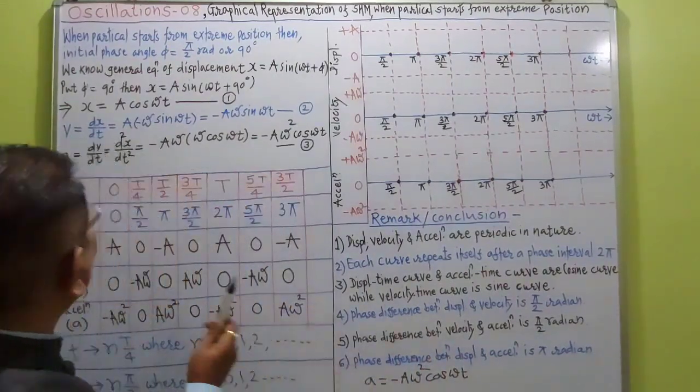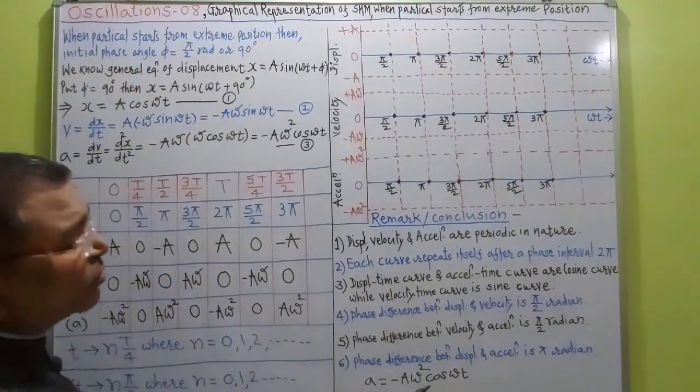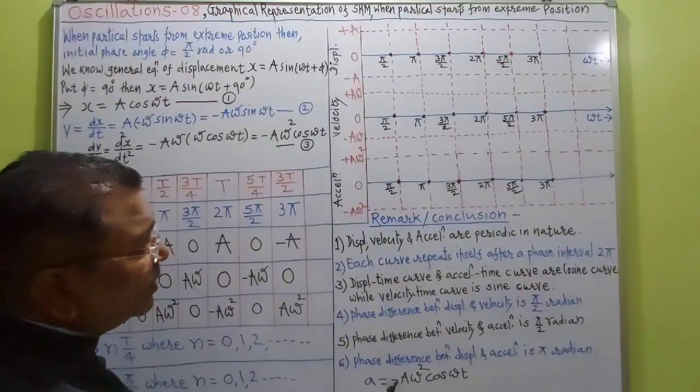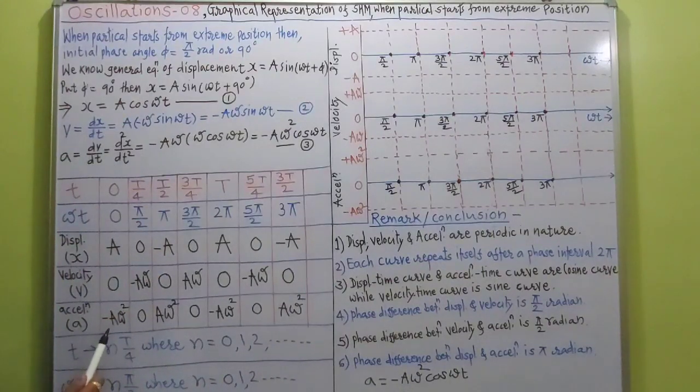Put omega t is equal to 0 first. Omega t is equal to 0. Cos 0 is equal to 1. 1 into minus A omega square, we get minus A omega square.